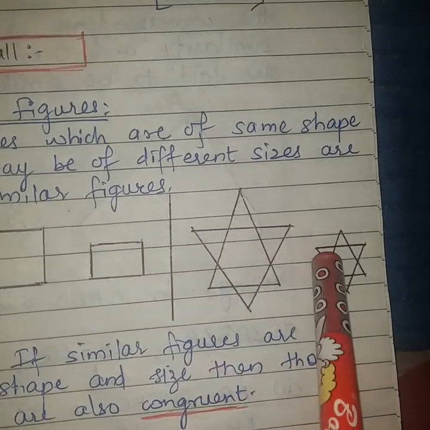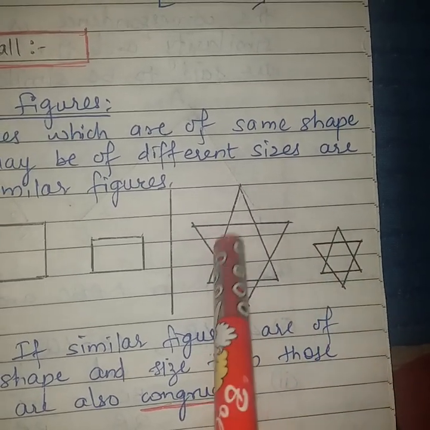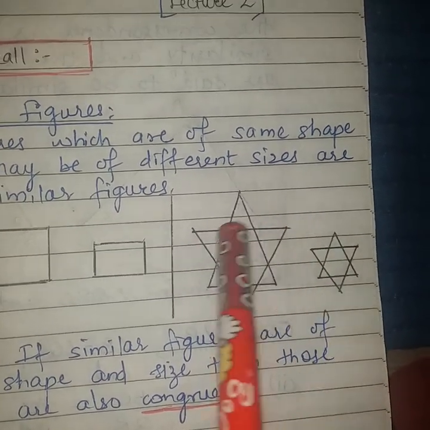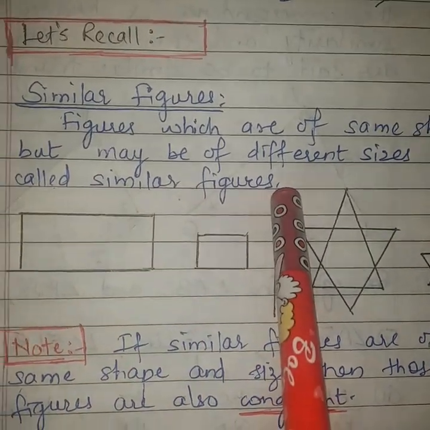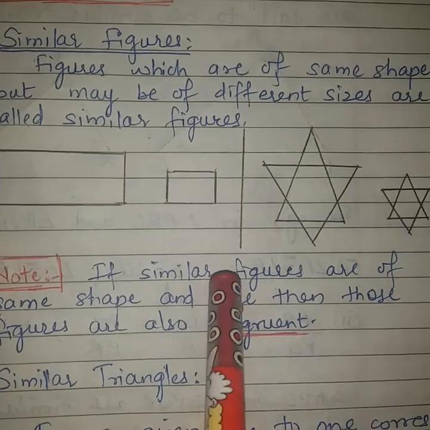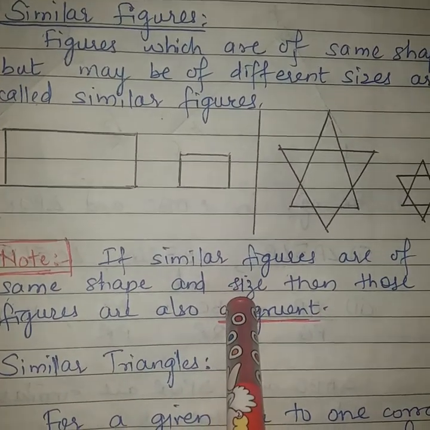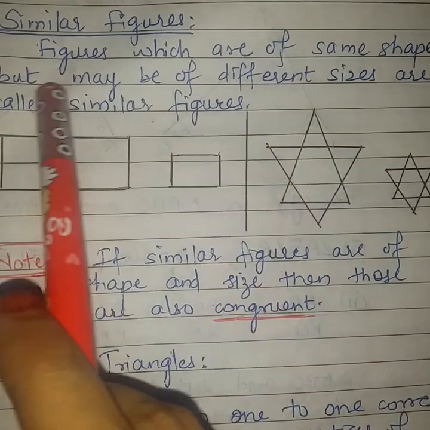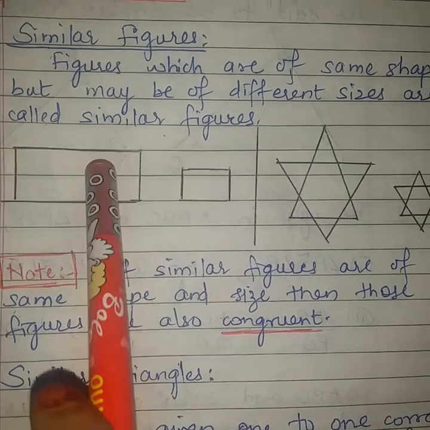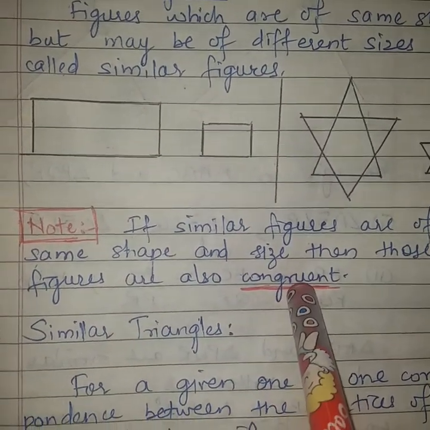Similarly, you can see two stars over here. One star is big, the other one is small. Hence, they are of the same shape but different sizes. Therefore, they are called similar figures. Note this point, if the similar figures are of same shape and same size also, then those figures are also congruent. If the figures are already similar but if they are also of the same size, then we can say that they are congruent also.